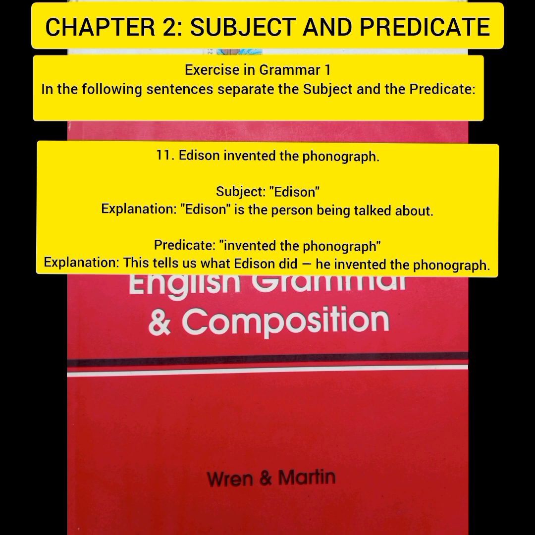11. Edison invented the phonograph. Subject: Edison. Explanation: Edison is the person being talked about. Predicate: invented the phonograph. Explanation: this tells us what Edison did, he invented the phonograph.